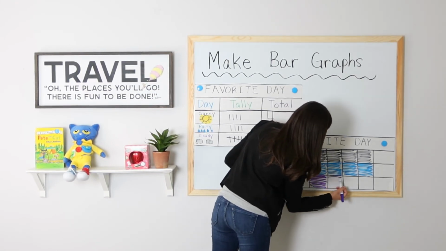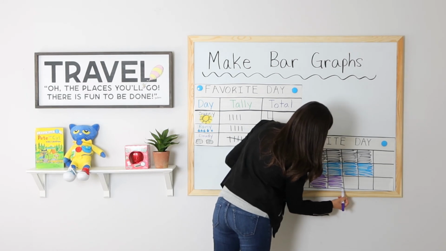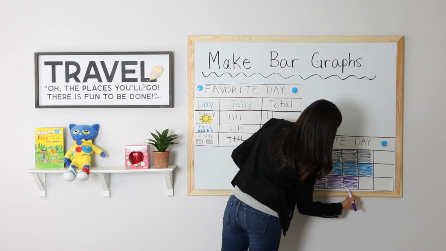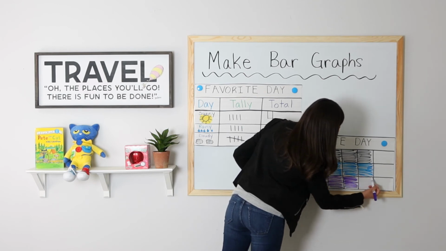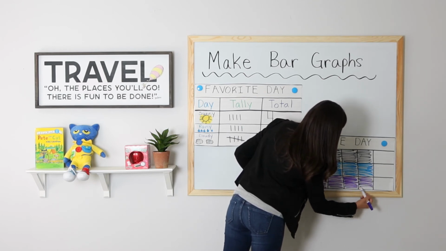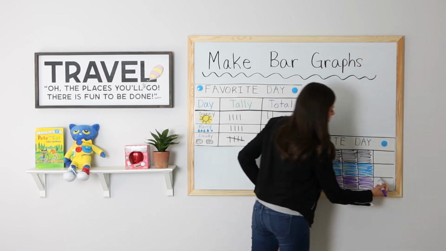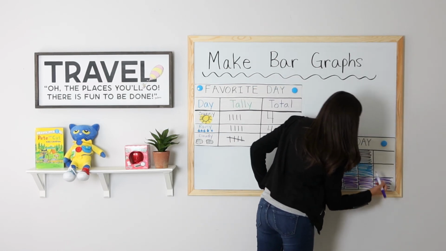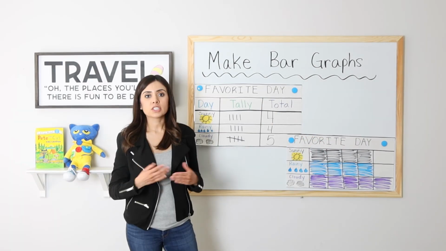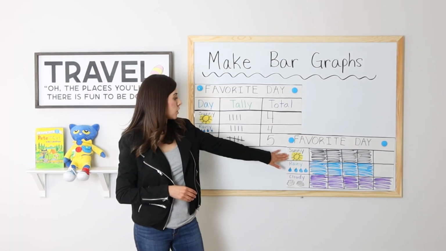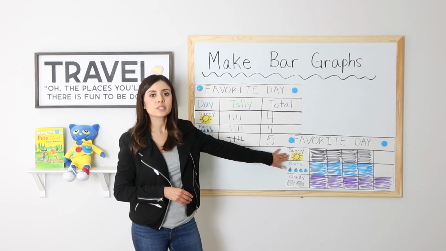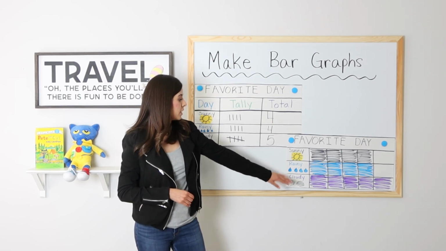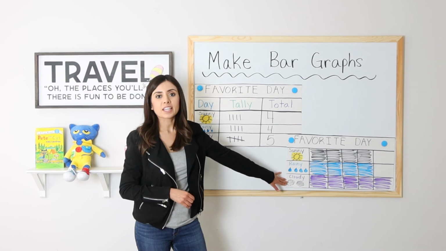1, 2, 3, 4, 5. So just like my tally chart, my bar graph shows that 4 students chose a sunny day, 4 students chose a rainy day, and 5 students chose a cloudy day.